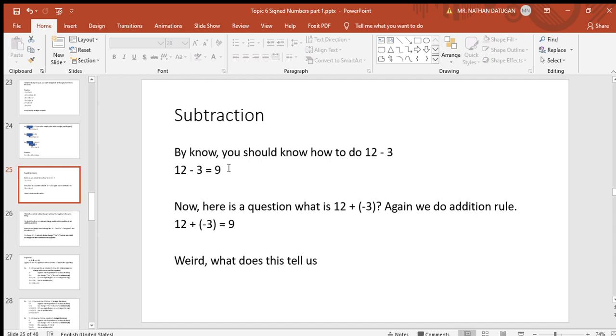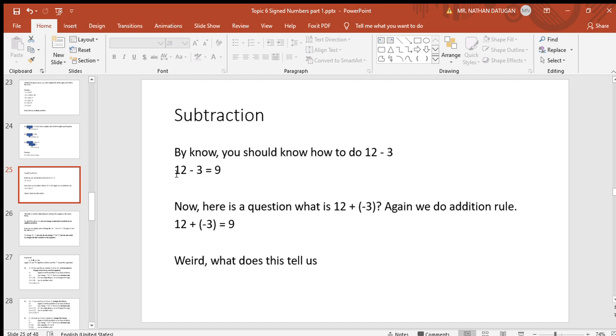Again, we have addition and we have signed numbers, so we're going to do the addition rule. The addition rule for different signs, what do we do? We subtract. 12 minus 3 is 9. And which one's the larger number, absolute value wise? 12. So that means your answer is positive. So 12 plus negative 3 is positive 9.